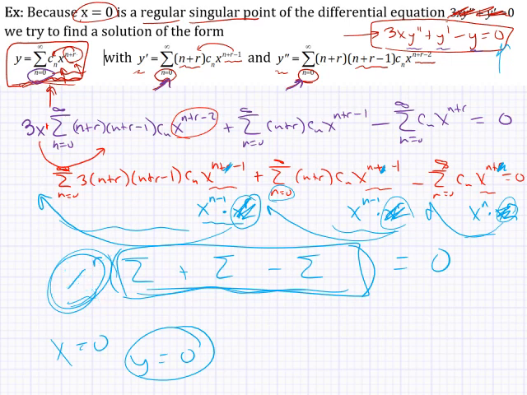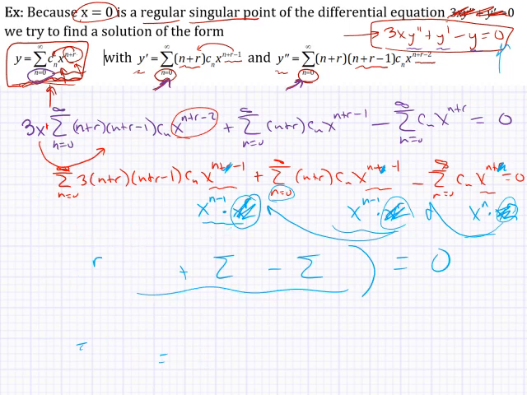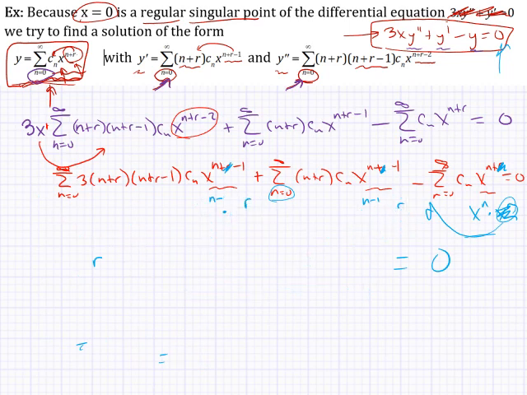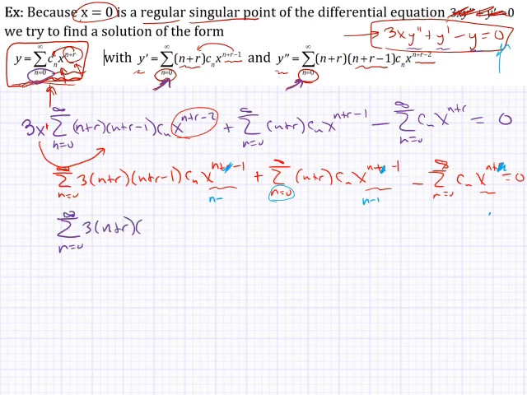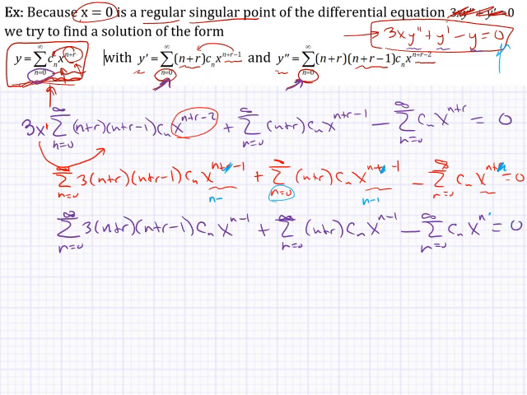So if I did that, let's get rid of all this that I just talked about without having to rewrite all this all over again. What we would get would be the sum of n equals 0 to infinity of 3 n plus r minus 1 c sub n x to the n minus 1, plus the sum of n equals 0 to infinity of n plus r c sub n x to the n minus 1, minus the sum of n equals 0 to infinity c sub n x to the n.